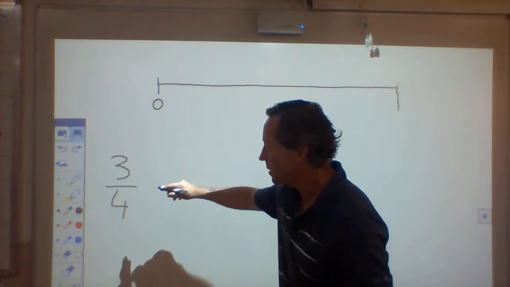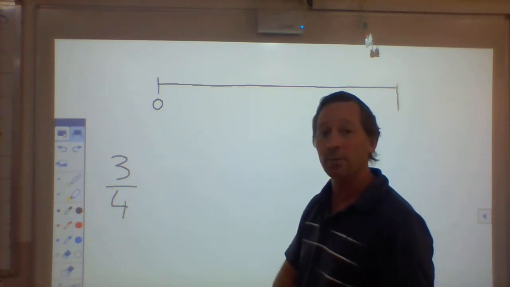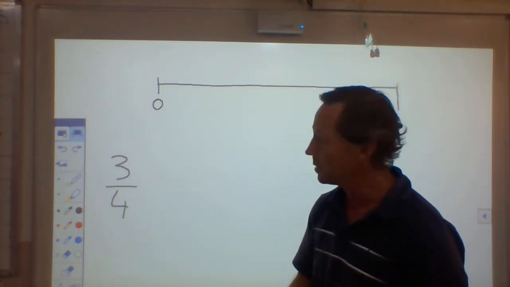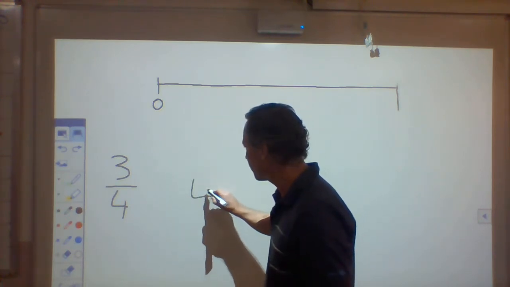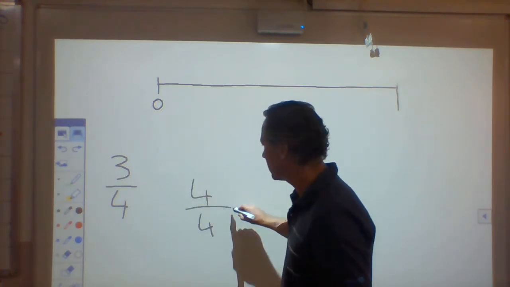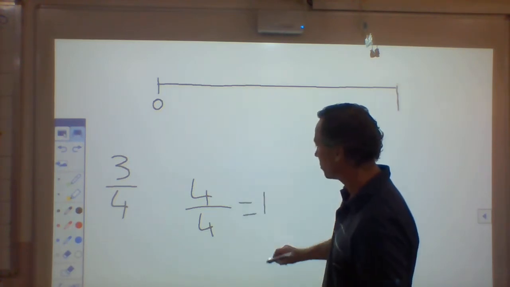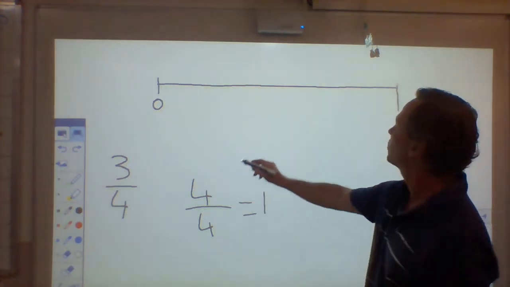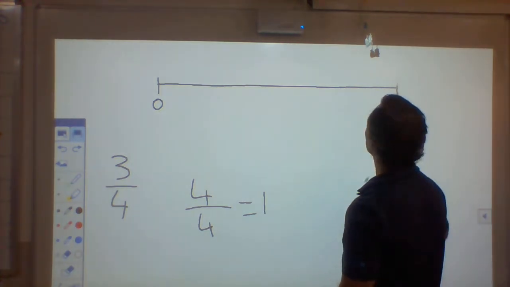So the denominator is 4, which means how many parts make up a whole. So if I add 4, I would have one whole. 3/4. Where would I put 3/4 on this number line?